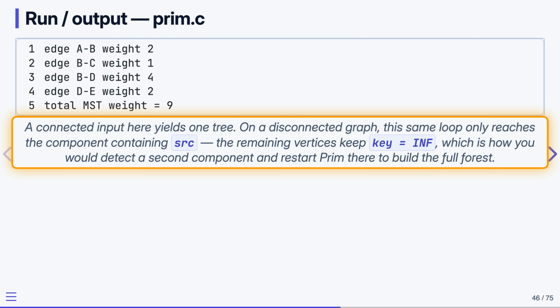One note: a connected graph gives one tree. On a disconnected graph, this loop reaches only the component that holds the source. The other vertices keep key at infinity, which is how you would spot a second component and restart Prim there to build the full forest.